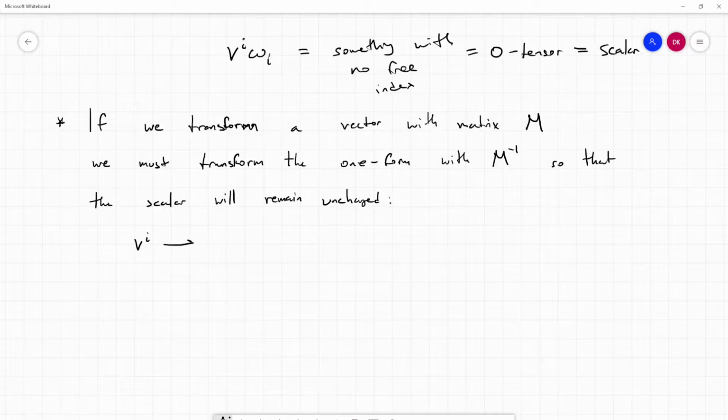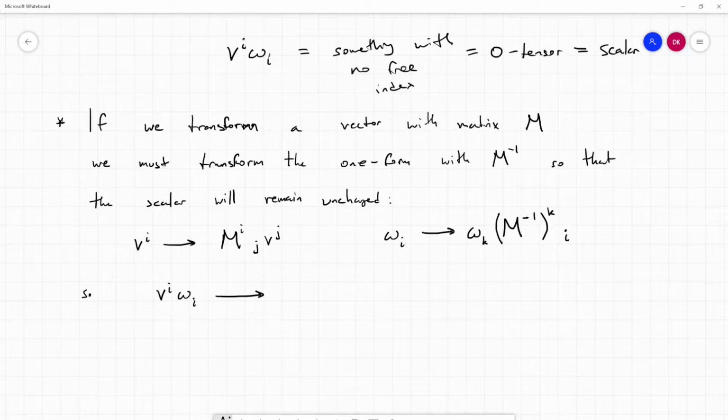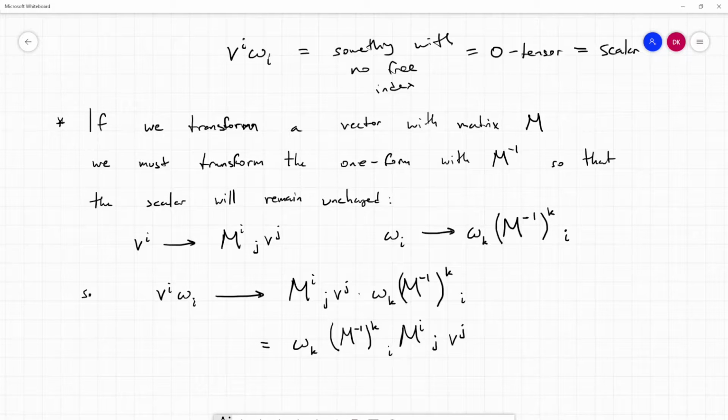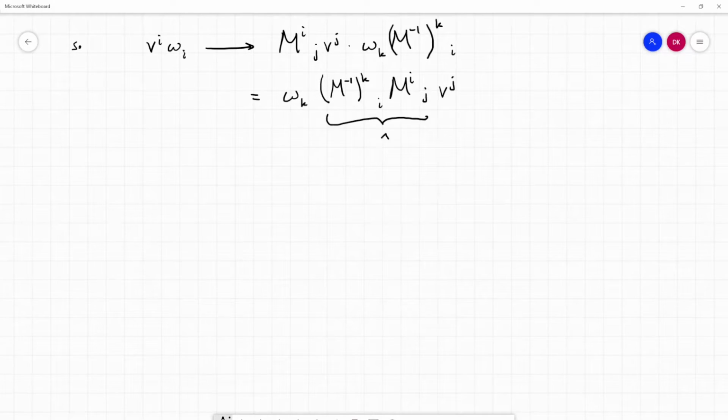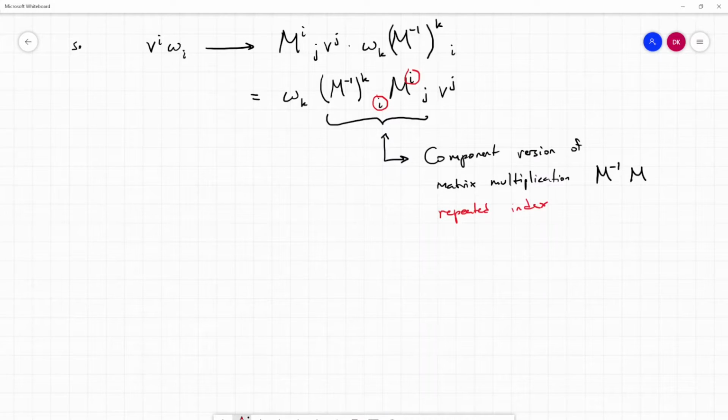We can do out this calculation by simply replacing v^i and omega_i with their corresponding transformed versions involving the matrix and the matrix inverse components. We end up finding the inverse matrix's downstairs index contracted with the upstairs index of the transformation matrix M. This is the component version of matrix multiplication. The repeated index shows how the kth row of M inverse dots together with the jth column of M.